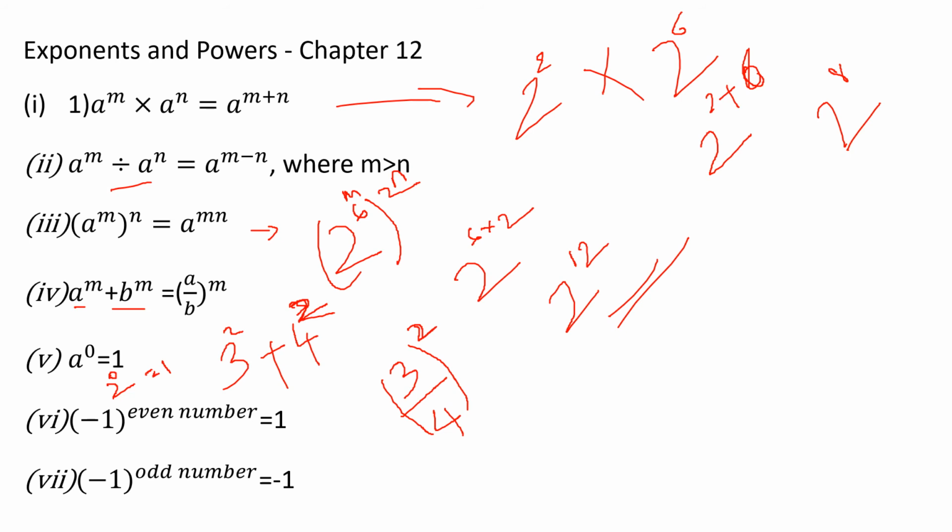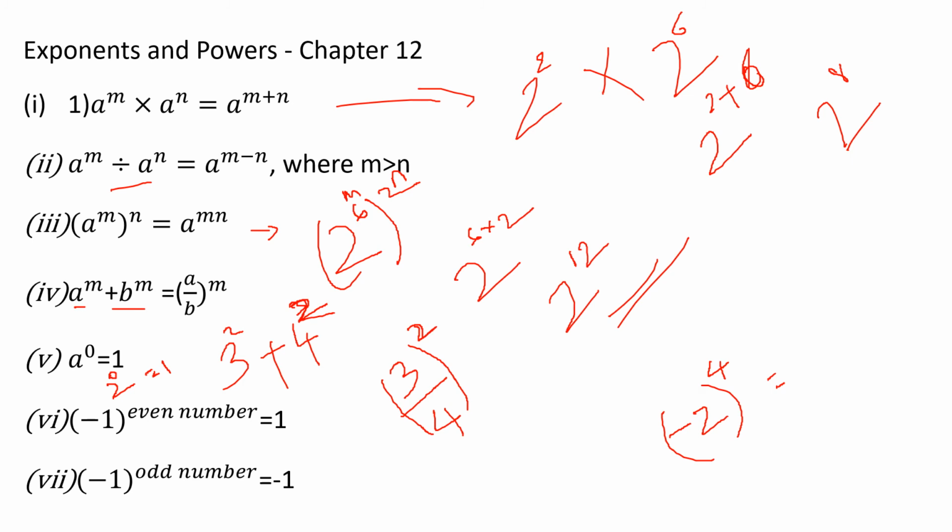Next one, minus 1. This you have already learned in integers, the same formula, right? If you see any negative number, say minus 2, and the power is an even number, for example 4, which is an even number, then minus 2 the whole power 2 means minus 1 the whole power even number.